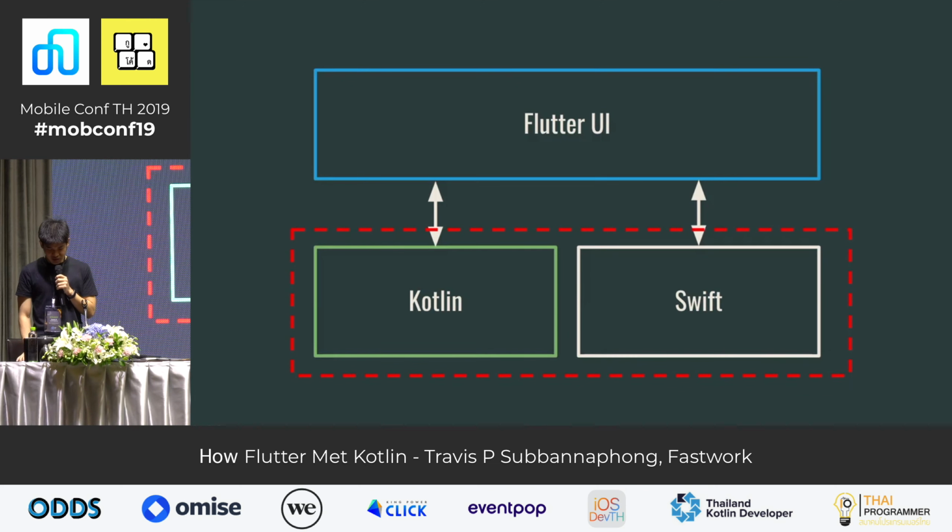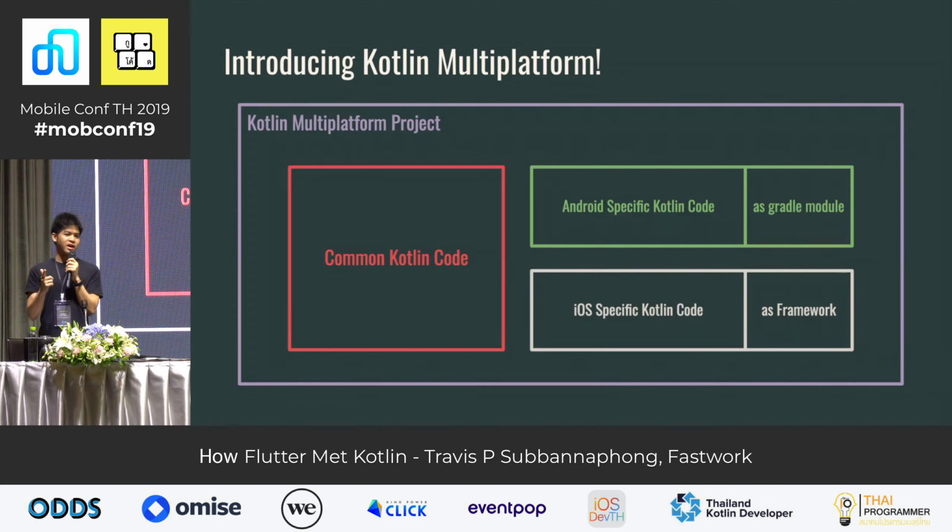Now, I'm going to tell you that Kotlin Multiplatform can help you with this. So in a Kotlin Multiplatform project, you can write code and you can target multiple platforms. So typically, you would have your common Kotlin code, which is platform independent. And then you would have Android specific code, iOS specific code, and you would integrate it into your Android project as a Gradle module. And for iOS, you would build it into a framework. And you can use it just like any framework that you get from, like, CocoaPods.